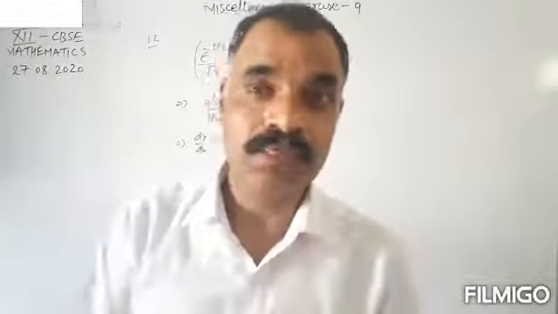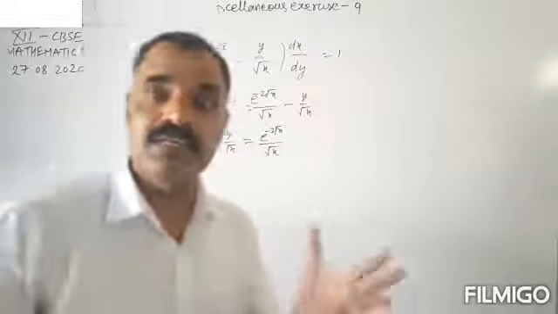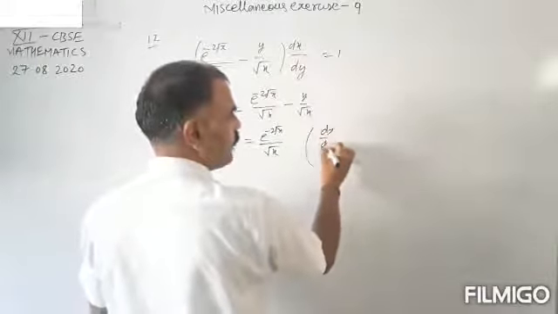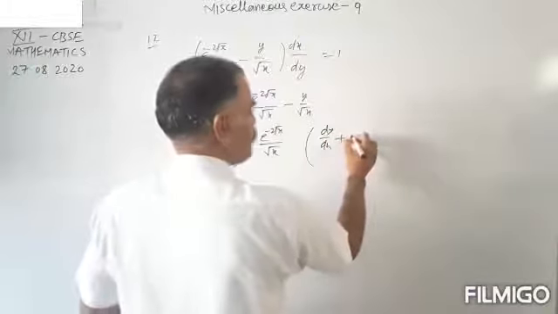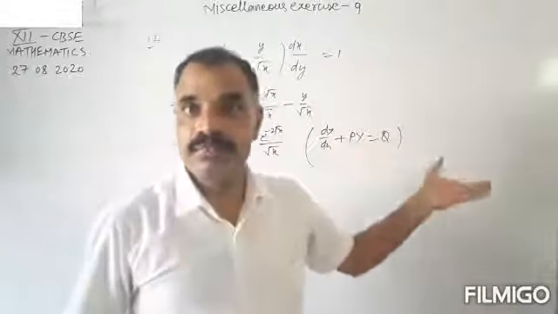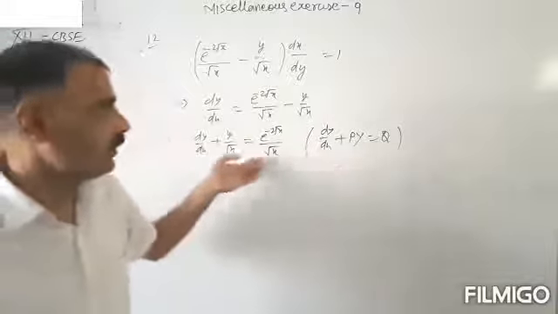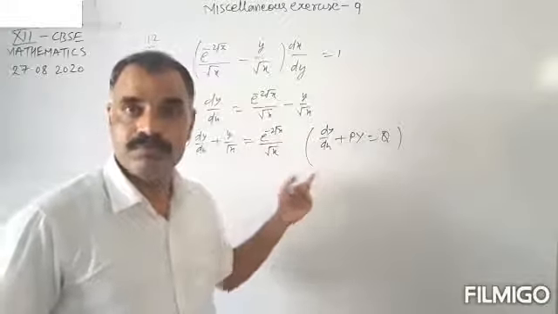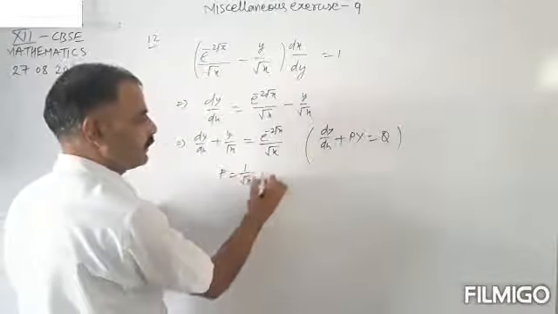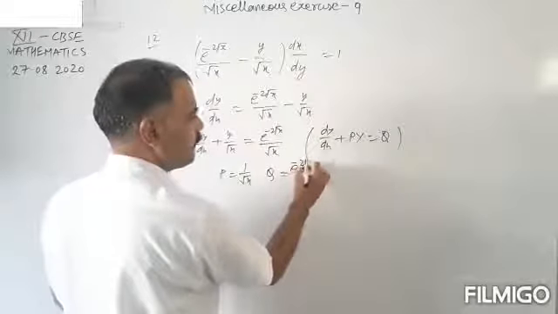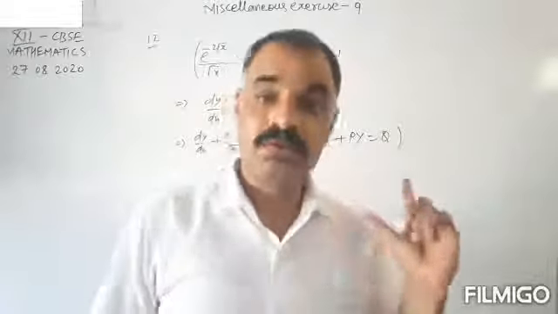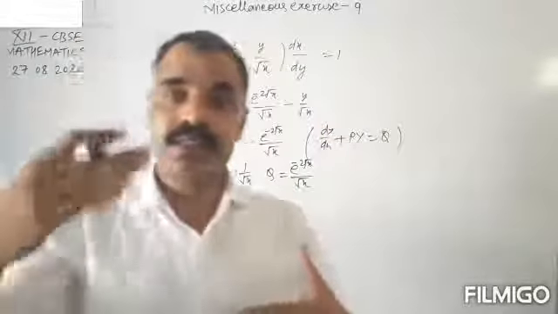Now when we compare this differential equation, this is a linear differential equation of the form dy upon dx plus py equals q. This is the form of a linear differential equation, and this is also of the same form, where p is equal to 1 upon under root x and q is equal to e to the power minus 2 under root x upon under root x. Now we have to find the integrating factor.